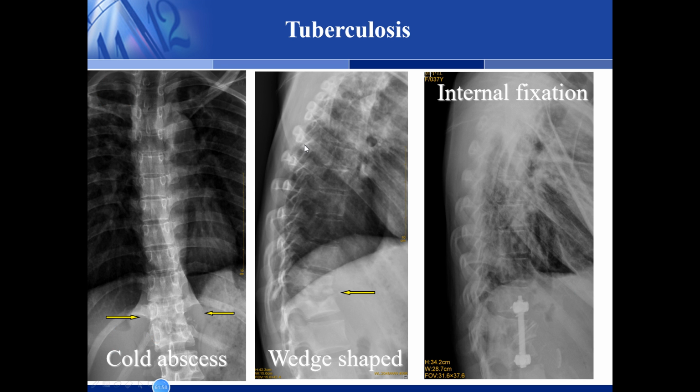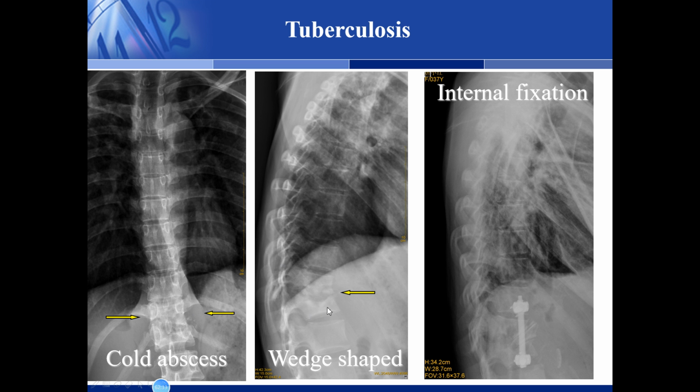We will see some cases. Here is the tuberculosis of the spine, and in this view we could find it in the thoracic and the lumbar region. We could find the surrounding soft tissue swelling. This we call cold abscess.